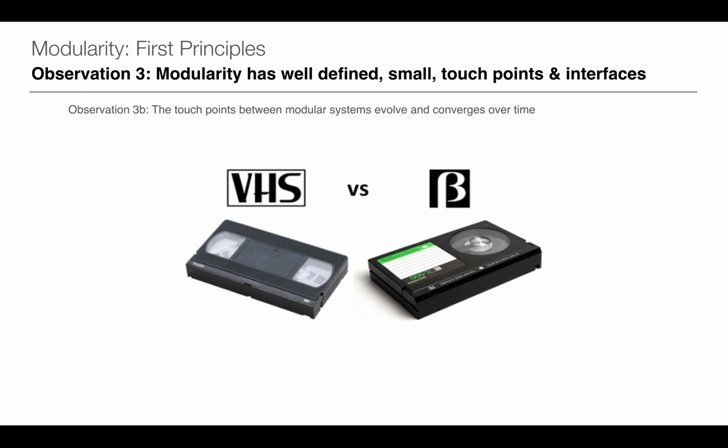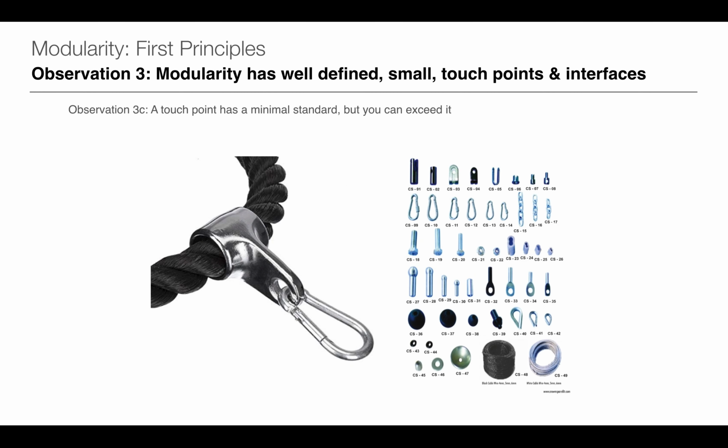And the third of these sub-observations about touch points is that a touch point requires a minimal standard, but you can exceed it. And so if you consider a piece of gym equipment that connects a cable piece of gym equipment to a handle, there's the module of the handle and the module of the cable system. And these two large independent systems are connected by a very small touch point, which is the standard D carabiner. And so we see an example of that clamp right here.